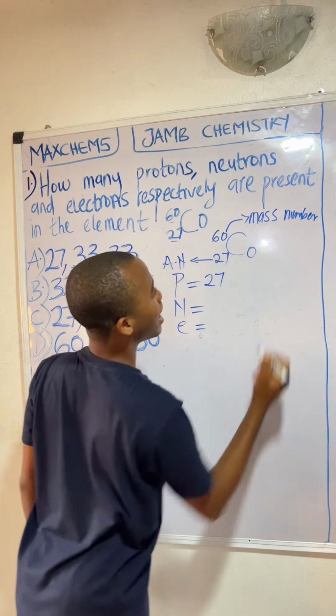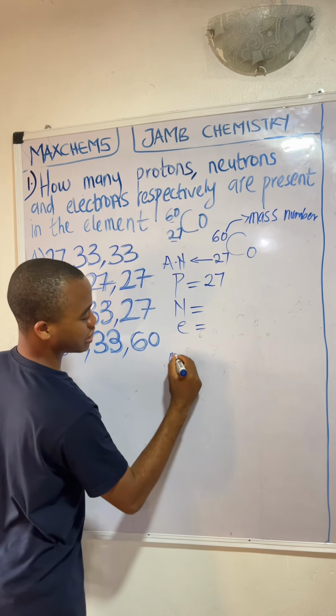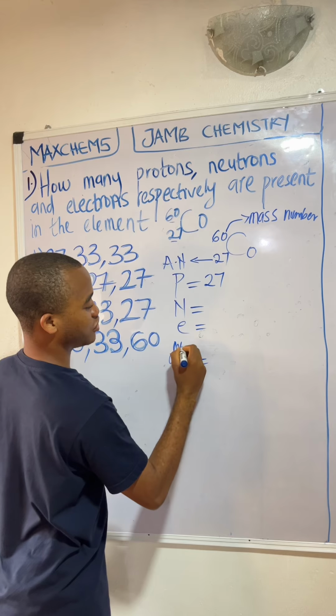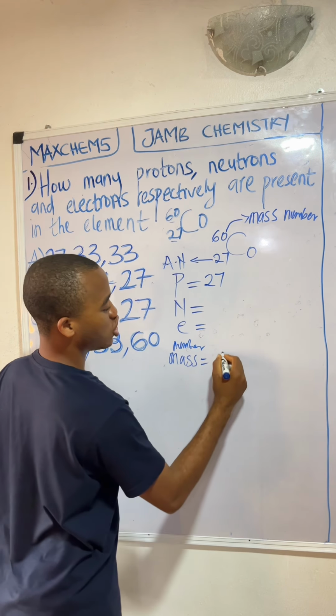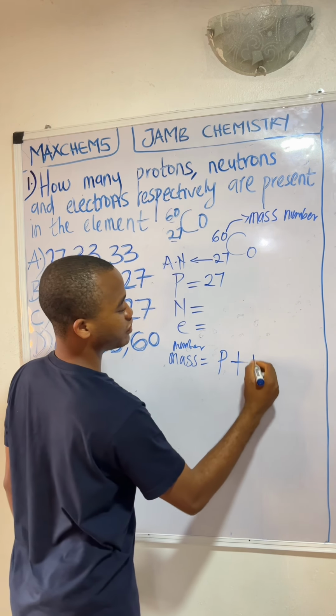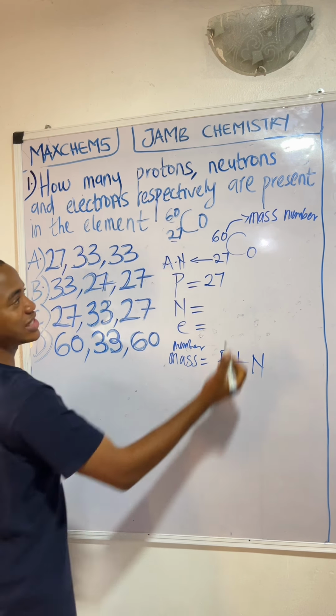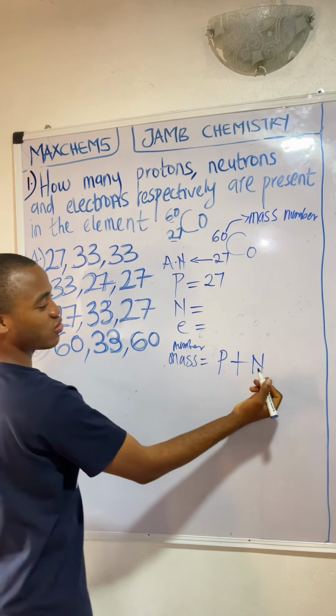Now, this thing that is always above is the mass number, or the atomic mass. Do you get me? The mass number is always the number of protons plus the number of neutrons. This is the formula for mass number. Now they said the mass number is 60. Let's calculate the number of neutrons.